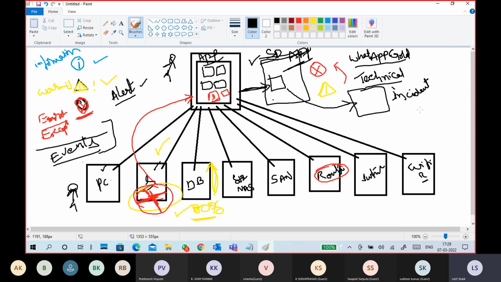Incident means there is a problem. There is some issue, and he opened the issue with that information. So you open that incident, and in that one I have written the server is down. So finally, this guy got the incident information, right? So what will he do?